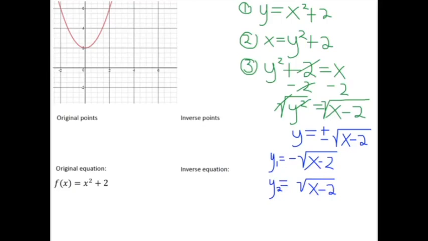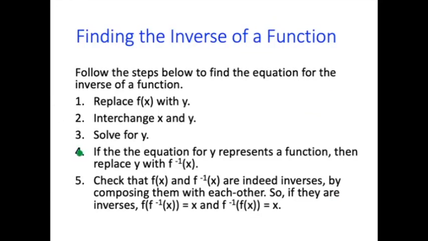Now, because of this, we can't actually proceed to step 4, because step 4 says if the equation for y represents a function, then replace y with f inverse of x. So our condition here is not satisfied. It's not a function. So that means that we can't replace y with f inverse of x. And so we're not even going to proceed to step 5 either, because the only reason we would go to step 5 is if we think they're inverses and we're trying to show that.